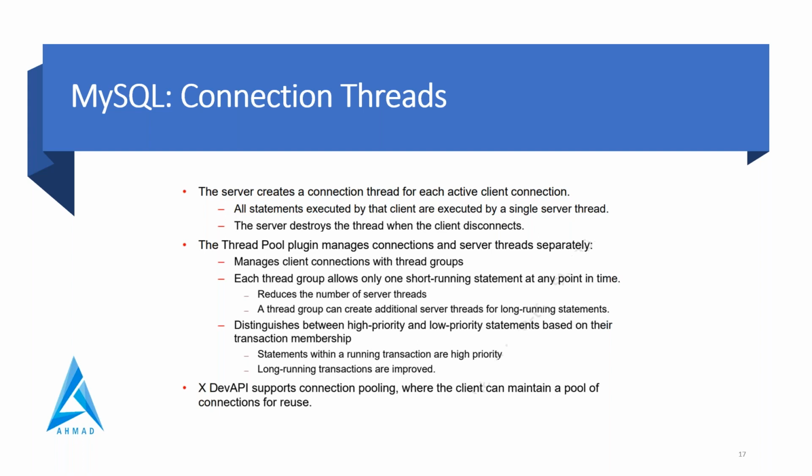So what does this mean? The thread pool plugin is available in the commercial edition of MySQL, and it is designed to reduce the performance overhead of creating and destroying connection threads by separating the client connection from the connection thread, and limiting the number of statements that execute concurrently, especially short running statements.